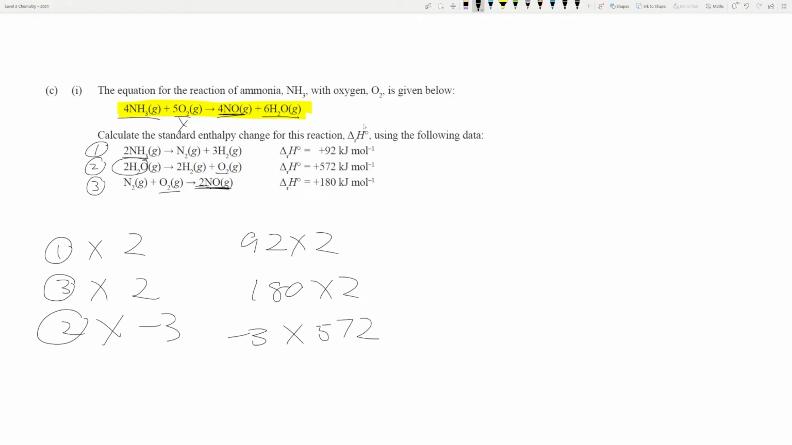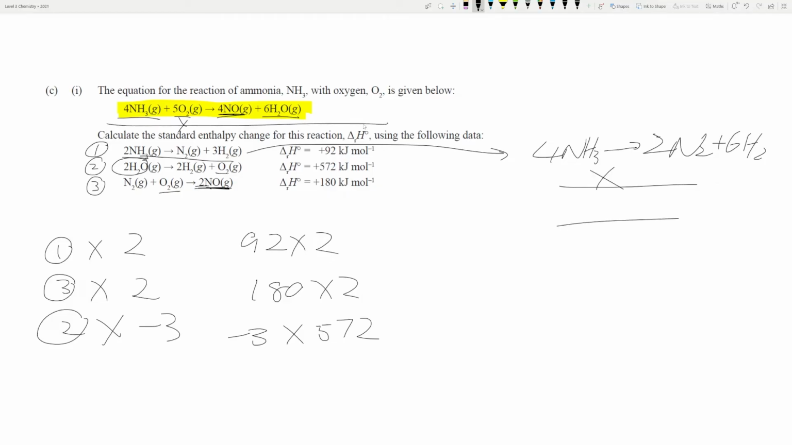If you want to prove to yourself that you did it correctly, when you multiply by 2 you can write 4 NH3 turning into 2 N2 plus 6 H2. It's recommended that you do this, and then you can write the other 2 equations, start crossing them out and go, yay, look, I got the correct answer, but I'm just going to shortcut it here.